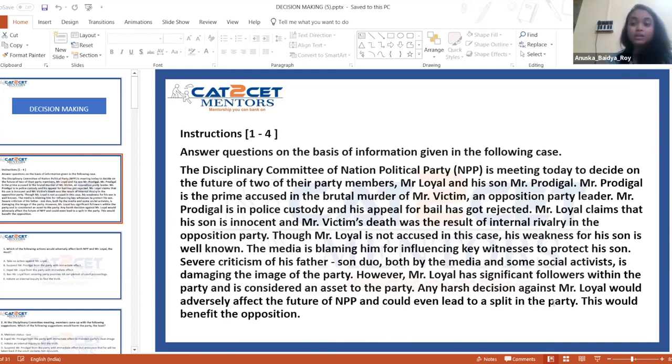So if we go against Mr. Loyal, what will happen? The followers of Mr. Loyal will leave the party. There will be a split in the party. This would benefit the opposition. So we read the case, and we jot down the important points to remember. The case is, there is a political party and there is a father and son. The son is accused of committing a crime, which is killing an opposition leader. The father is trying to save the son. Now, because this father is trying to save the son, if the party retains this person, the party image is getting destroyed. However, what is at stake if the party lets go of Mr. Loyal?